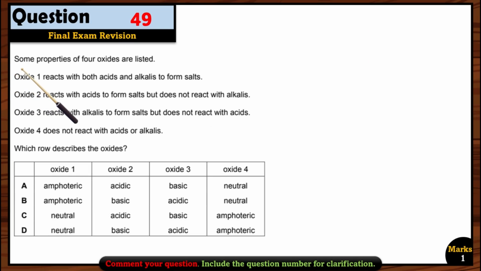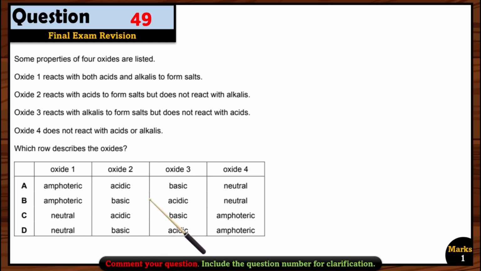Let's see question 49. Some properties of four oxides are listed. Oxide 1 reacts with both acids and alkalis to form salts. Those oxides that can react with both acids and alkalis are called amphoteric oxides. Oxide 2 reacts with acid to form salt but does not react with alkalis. Oxides that react with acids are basic in nature, because they can neutralize the acid and form the salt. So oxide 2 will be basic in nature, whereas oxide 3 will be acidic in nature because it reacts with alkali but not with acid. Oxide 4 does not react with acid or base, so it will be neutral in nature. So now let's see where we can find amphoteric.